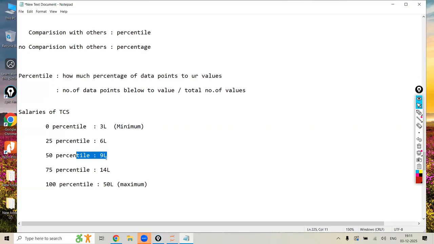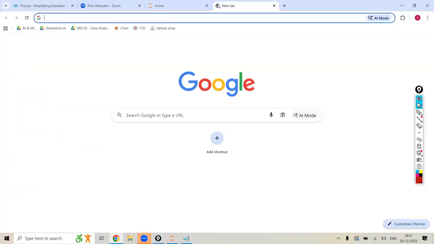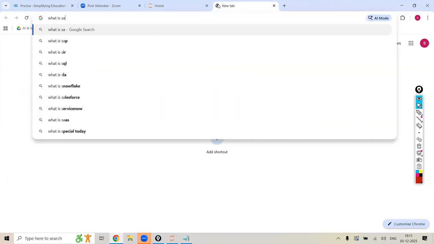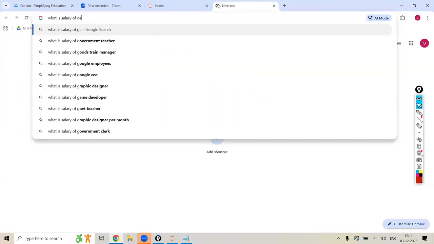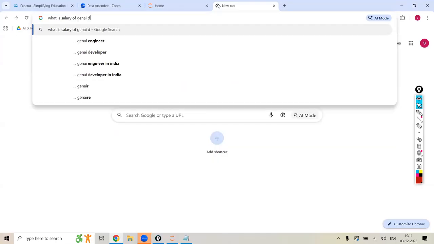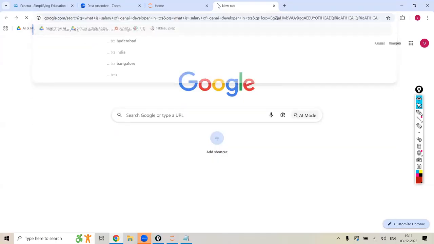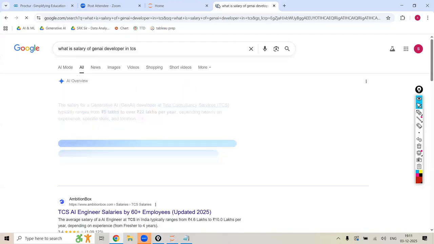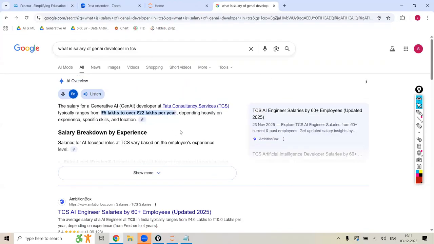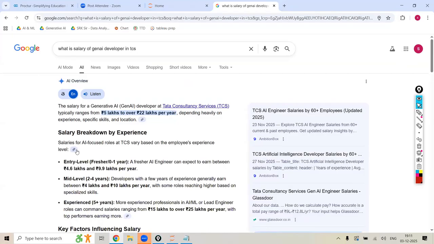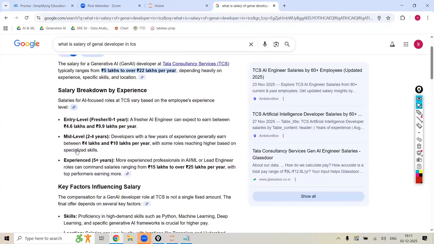Out of that, 50% of the people are working under 9 lakhs. Just in front of you, I'm typing here in Google only. Now, what is the salary of a Gen AI developer in TCS? I'm just typing here. Now, here you're going to get the range. This is the salary range. It all depends on the level and so on.